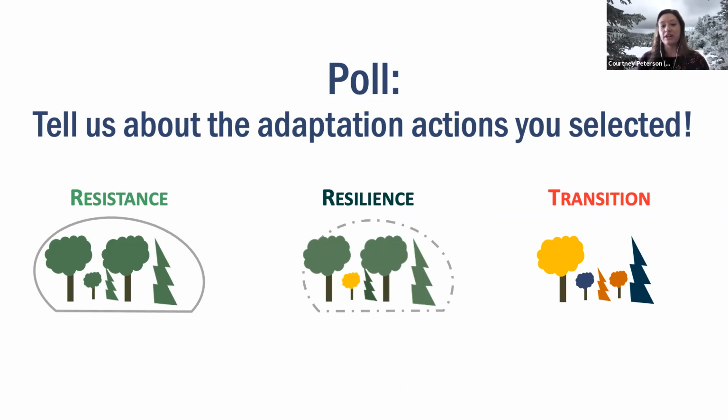Are they things you're already doing, things that are part of your current management plan? Or are they tweaks or modifications to your planned actions? Or are they really some new or different actions that you think you might implement? Or are there some that you identified but are deciding not to recommend because of challenges that you're facing at your project location? So go ahead and fill out that poll.